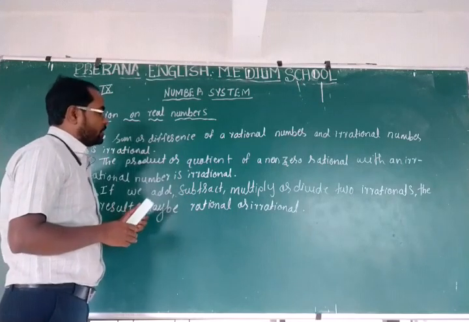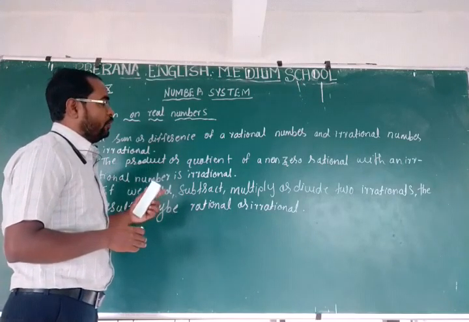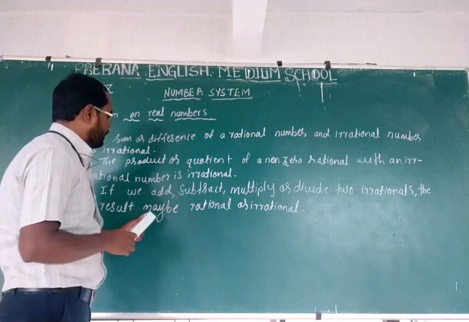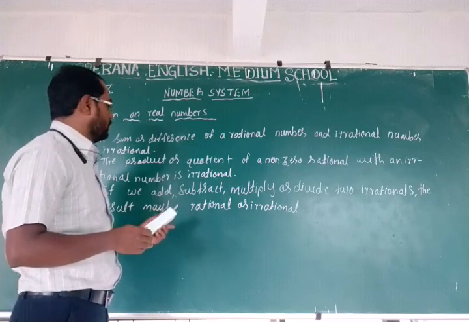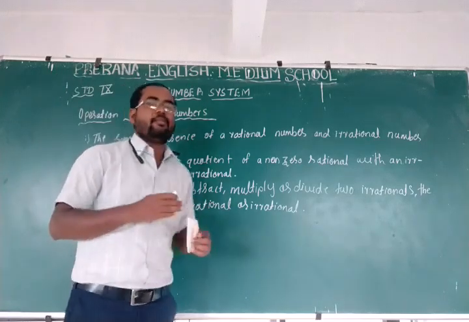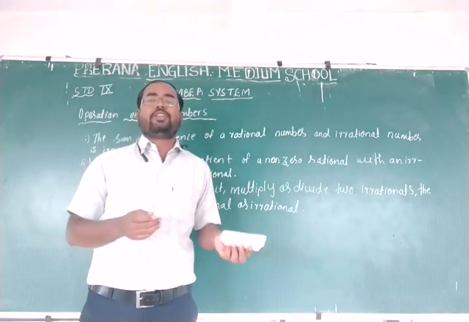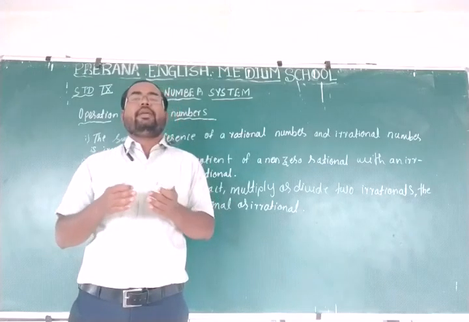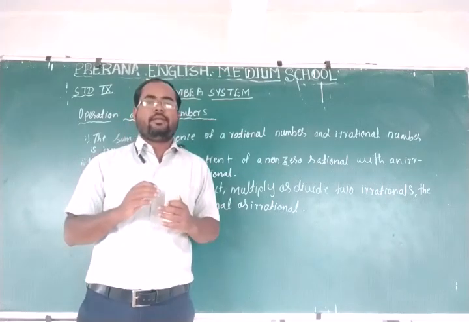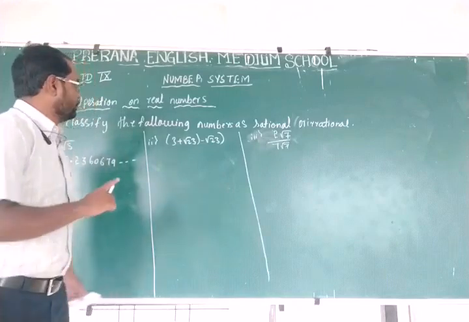Third, if we add, subtract, multiply or divide two irrational numbers, the result may be rational or irrational. So when we add, subtract, multiply or divide any two irrational numbers, it may be rational or it may be irrational. We'll see the next question.